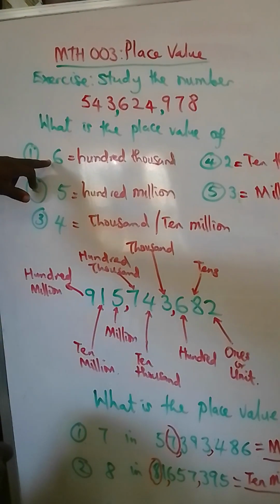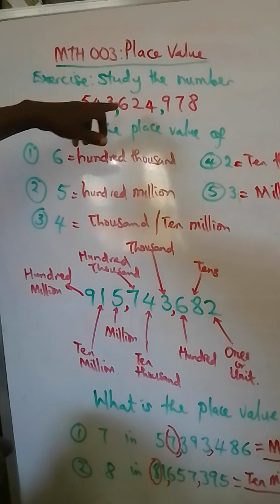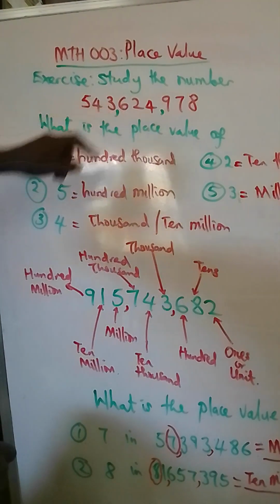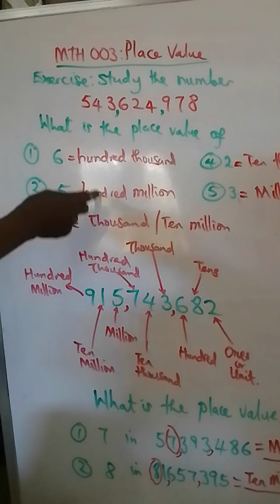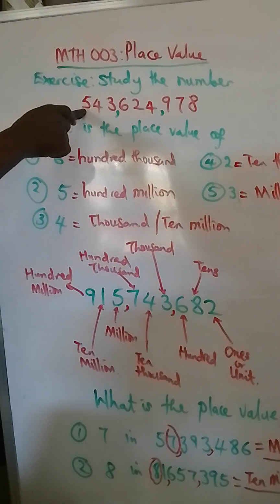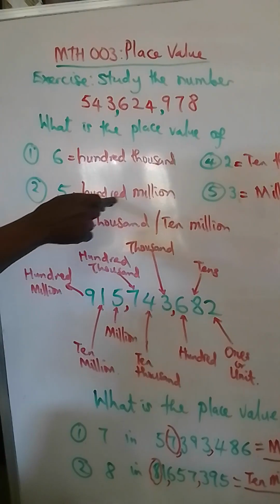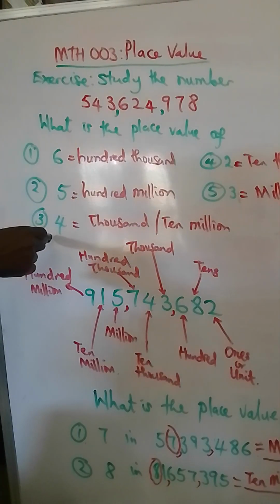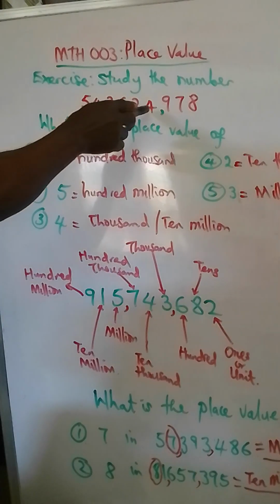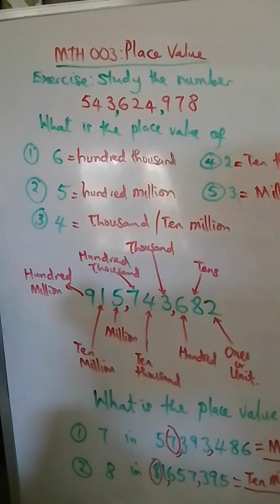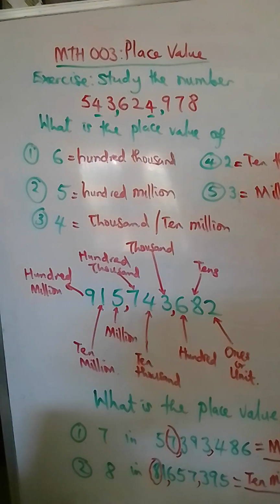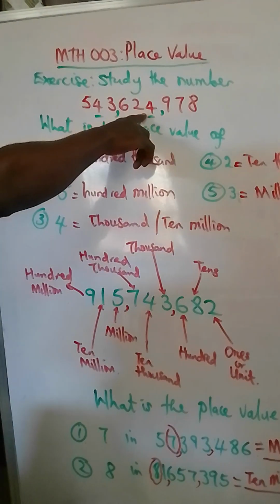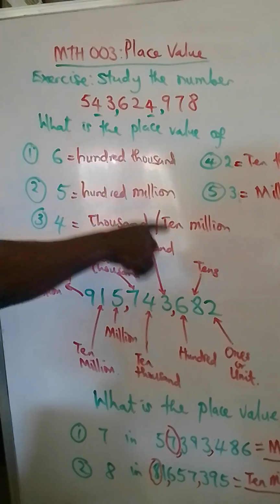Your answer now, the place value of 6 is 100,000. Now the place value of 5 is 100 million. That's the ninth number, 100 million. The place value of 3 is 1,000. So the place value of 4 rather, I have 2 of that. I have a 4 here and I have another 4 there. So the place value of 4, I have 1,000 and I have 10 million.